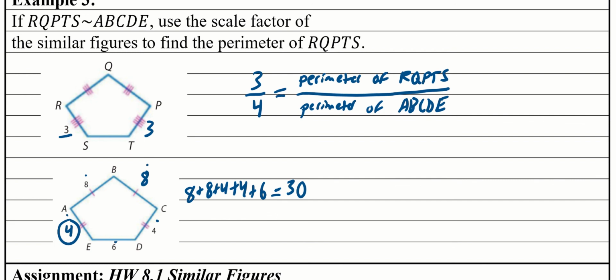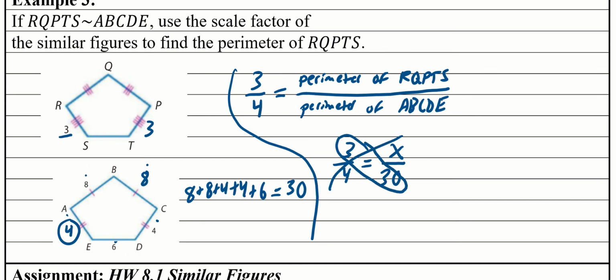So now my equation can say 3 over 4 is the same thing as the perimeter of RQPTS, which we don't know, so I'll just call that x for now, over the perimeter of the bottom shape, which we just found to be 30. Let me double check there: 16, 22, 30, yeah. Same kind of thing as before. If I want to solve, I can just cross multiply. Cross multiplication tells me that 4 times x is the same thing as 3 times 30.